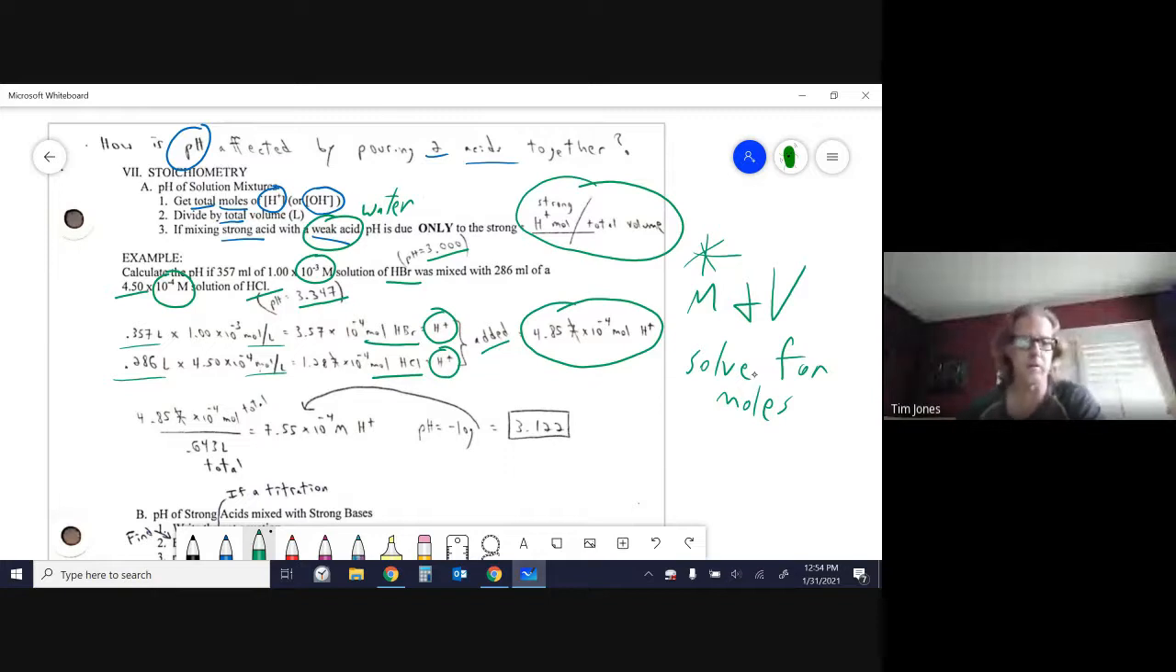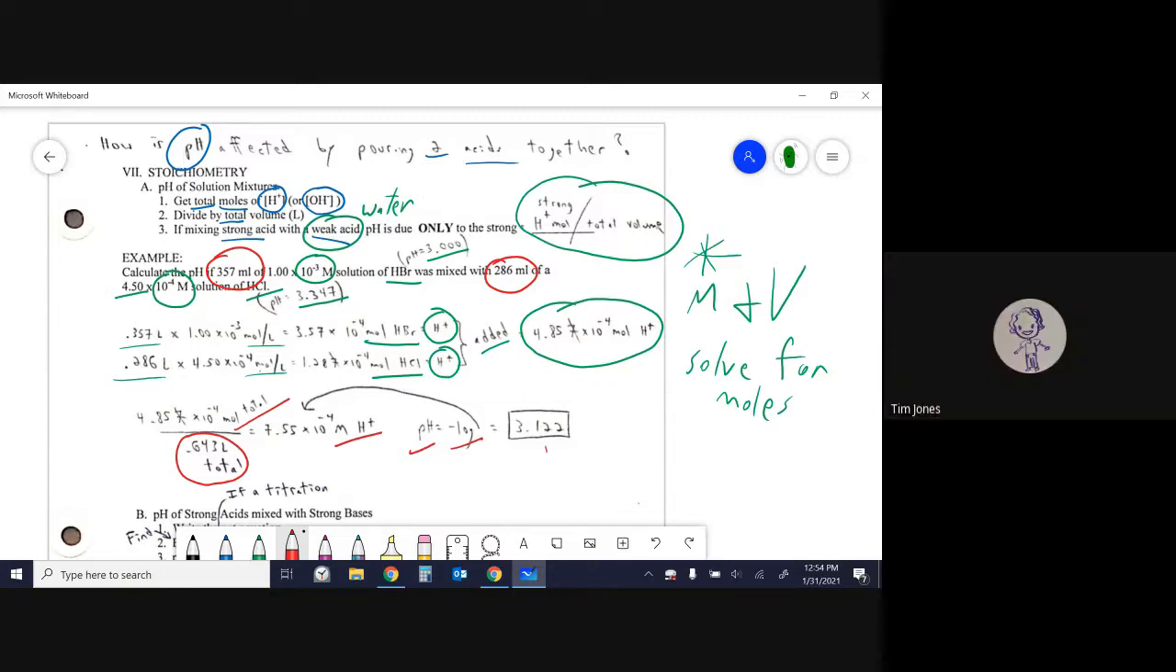Then you need to find your total volume. So you would take this volume and this volume, add those together, put it into liters, which gives you this. And divide your total moles by the total volume. That gives you your new molarity. pH is always the negative logarithm of the hydrogen ion concentration, and you end up with a 3.122. And it makes sense that that is between the original pHs of 3 and 3.3.